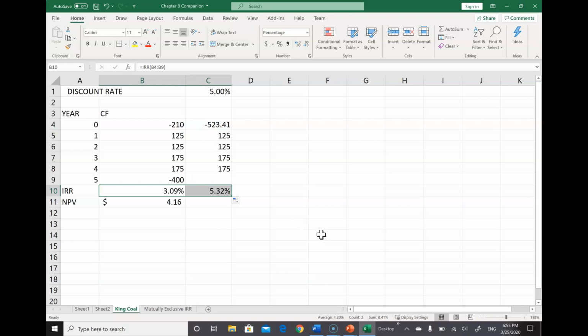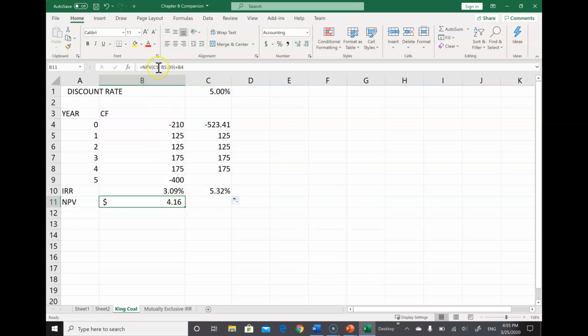So you can see that this internal rate of return is also greater than the discount rate, right? So this is a project that produced a 5.32% return that is greater than the opportunity cost of capital. So according to the internal rate of return, this is a good project, right? And how about the NPV?